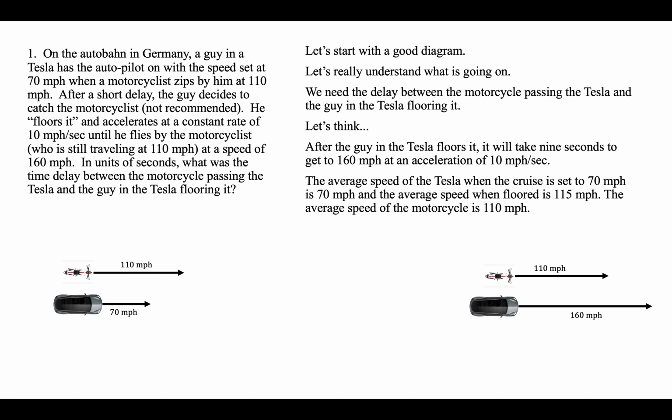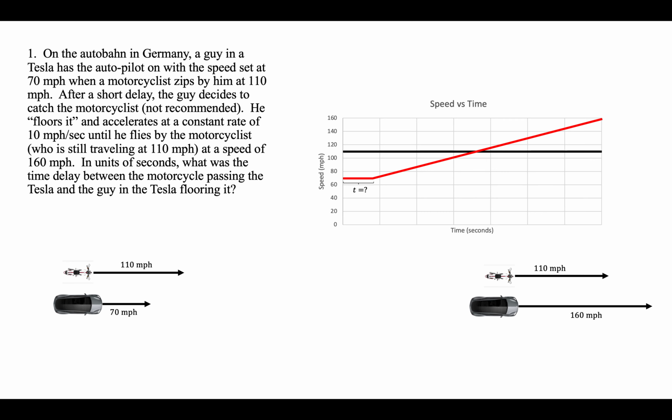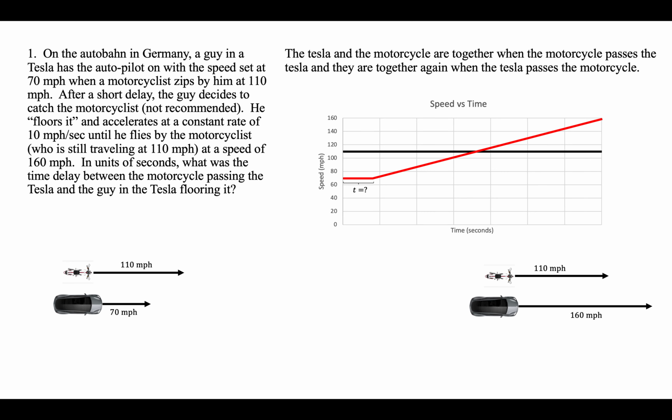The motorcycle's doing 110 the whole time. The average speed of the Tesla when the cruise is set at 70 is 70 miles an hour, obviously. The average speed when floored is the average of 70 and 160, and that's 115. The average speed of the motorcycle is always 110. We're investing this time to understand what's going on. The Tesla and the motorcycle are together when the motorcycle passes the Tesla, and they are together again when the Tesla passes the motorcycle. And we're looking for this time delay right here.